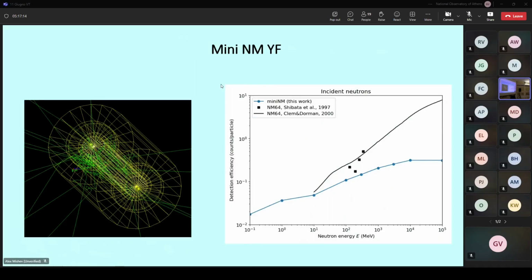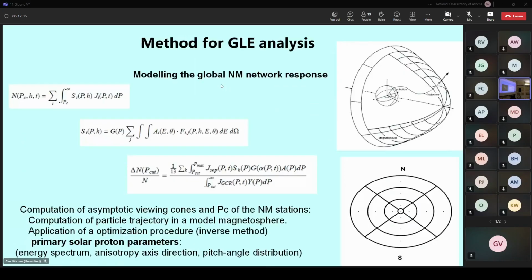And we will provide, at the end of maybe this year, the updated yield function for the mini neutron monitor. And it is maybe the next step, if we have enough time, to provide the same result for EGY, so that it would be possible to analyze historical events. So how can we use the yield function?